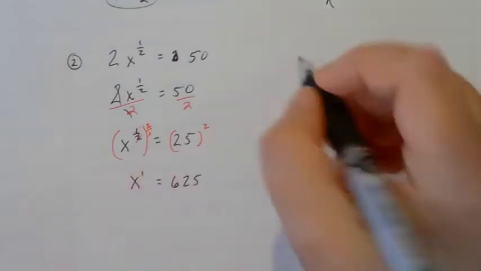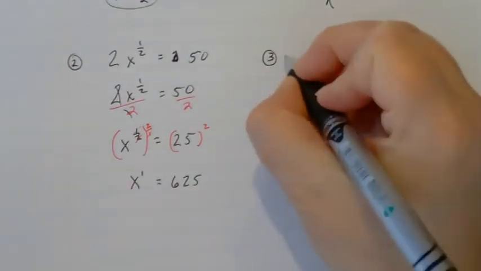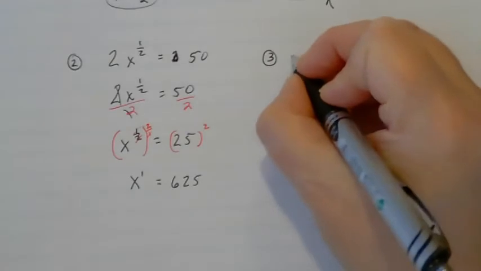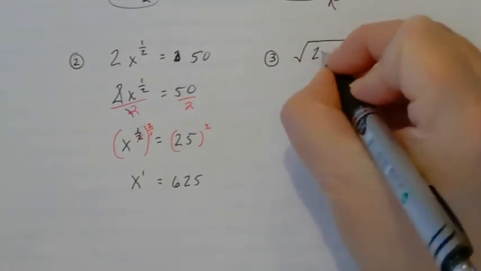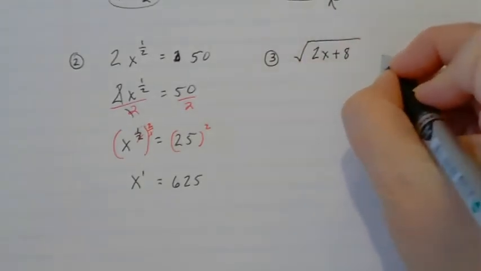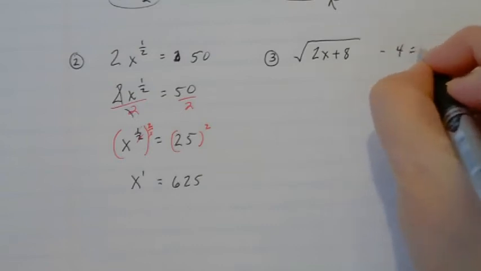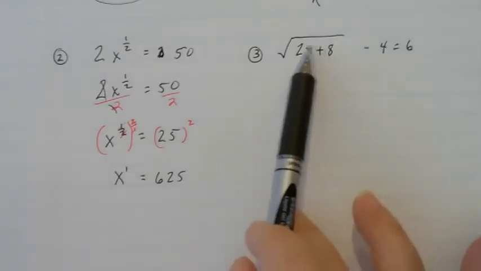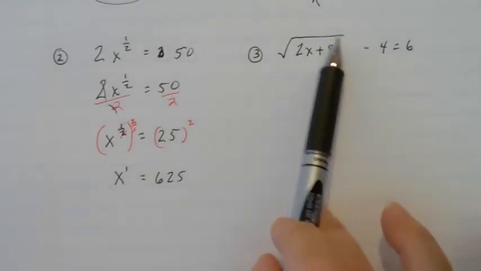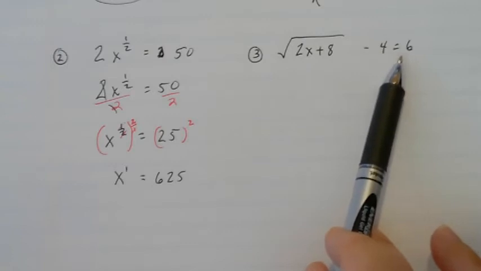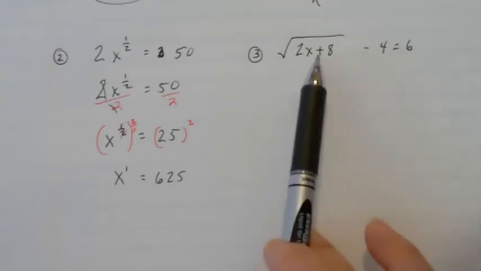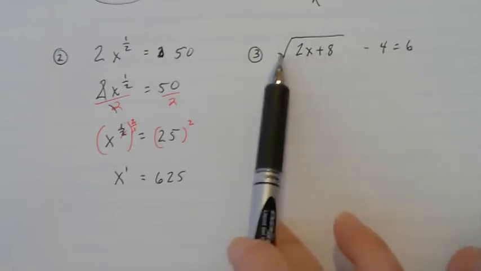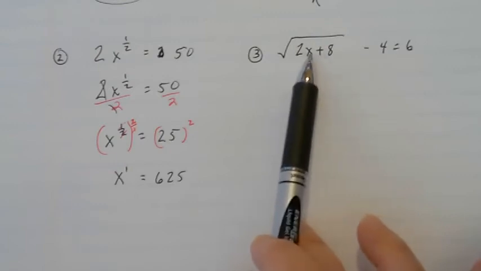Let's do another example. The square root of 2x plus 8 minus 4 equals 6. All right, I want to undo by squaring. If I knew what this number was, I would square root it, and then I would subtract 4, and I want to get 6. So this part happens first, so in reverse order, it's going to happen last.